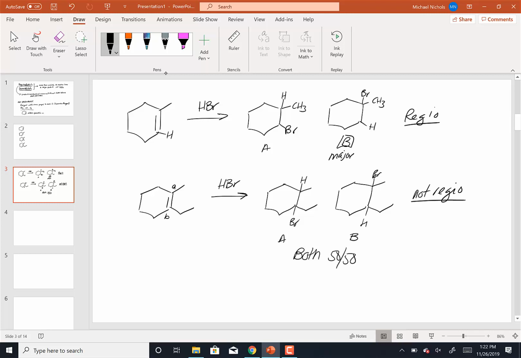So the flow chart may be kind of deceptively simple, but I want to make sure you understand the reasoning behind why it would work. Okay. All right, so everybody okay with that? So that's regioselectivity.